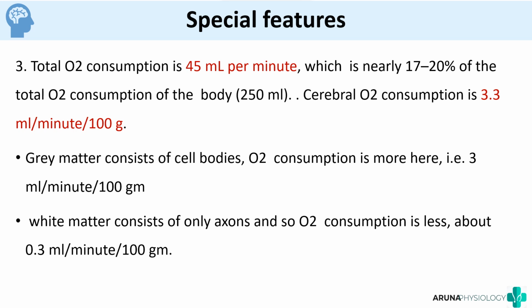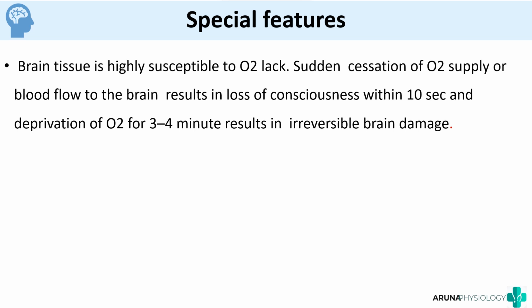Now here again, why are we so much concerned about this oxygen consumption? The brain tissue is highly susceptible to oxygen lack. If there's a sudden cessation of oxygen supply, it can lead to loss of consciousness within 10 seconds. And if the lack of oxygen is for more than 3 to 4 minutes, it can cause irreversible brain damage. That is why we are so concerned about this oxygen supply.